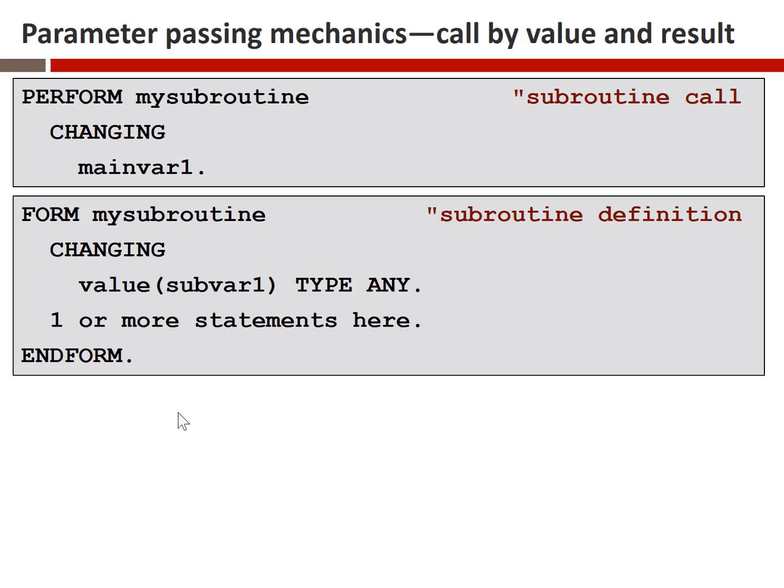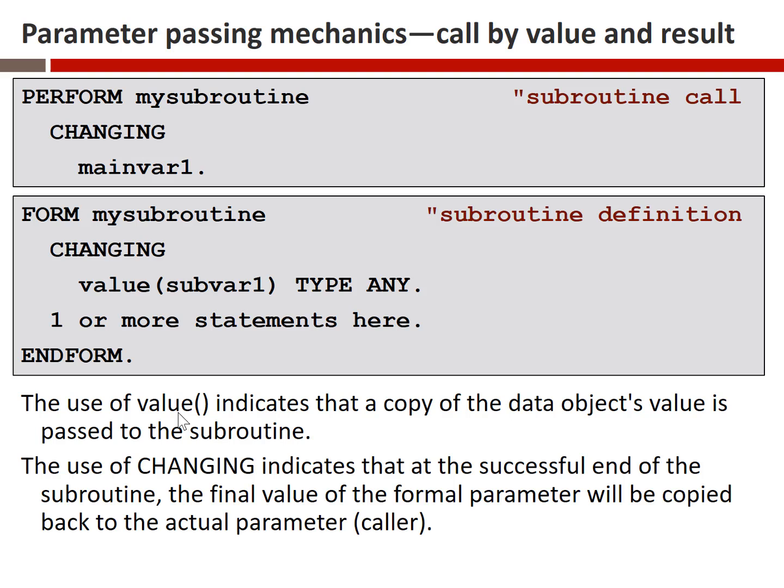Okay, so notice what's going on here, and you see this most importantly in the subroutine definition. I have value there around subvar1. So we know I'm operating on a copy, but I have put that in a changing block. And so the system will see that, and it will say, oh, hold on, this is passed by value, but it's also changing. So it knows when it gets to the end of the subroutine, it's going to take the value and overwrite. In this case, if subvar1 gets changed in the subroutine, when it's done, that's going to be copied back to main var1.